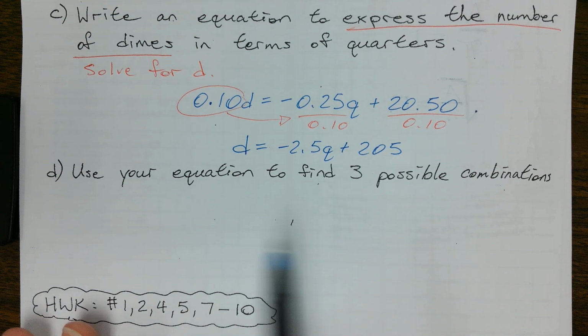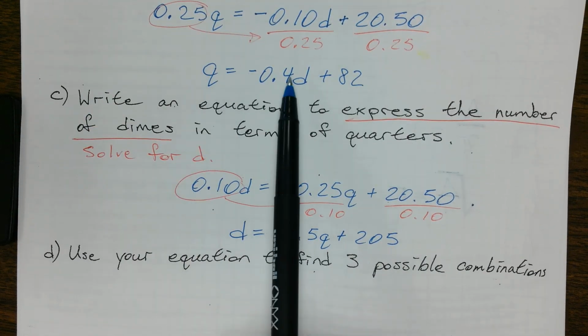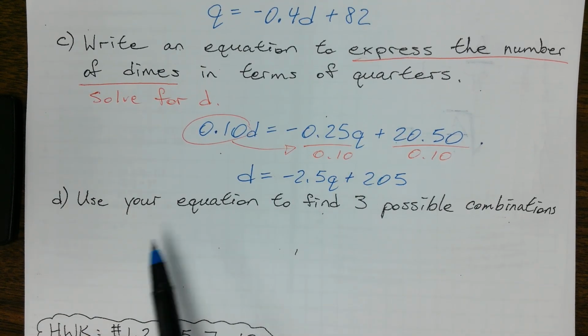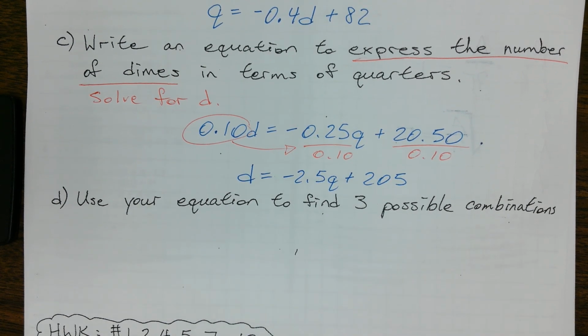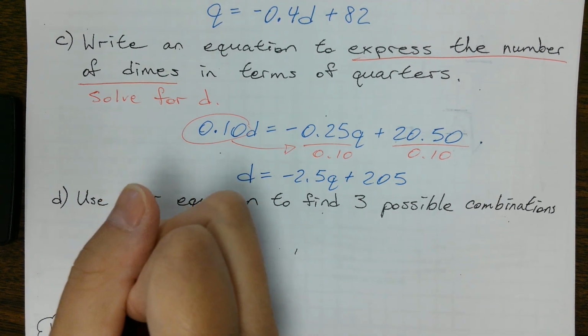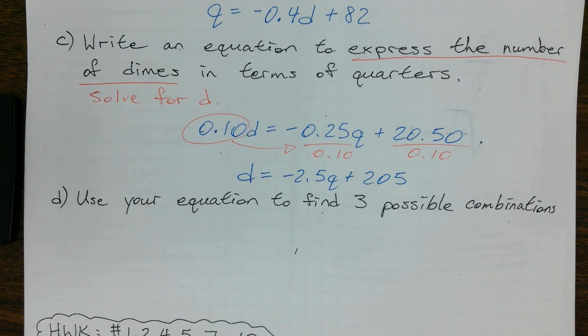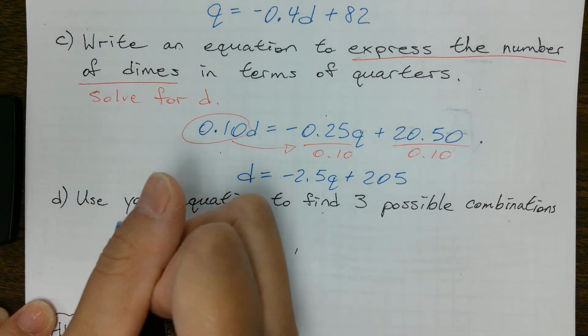Okay. So last part. We have an equation for quarters. We have an equation for dimes. Use any of your equations, this one or this one, and find 3 possible combinations of coins. Okay. So Jessie has $20.50 in her pocket, and she says, "Guess how many quarters and dimes I have in there." So let's say one pocket is with dimes, one pocket is with quarters. All right, guess how many coins I have in my left one. All right, so give me one combo.